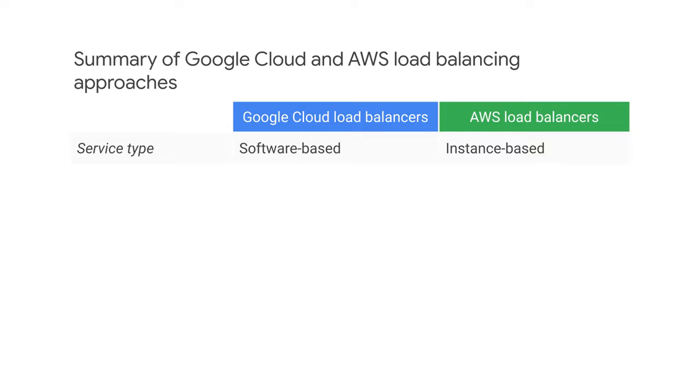An EC2 instance can take minutes to start. So if you're expecting a heavy amount of traffic in a short period of time on AWS, you may have to open a support ticket to manually start more load balancer virtual machines.